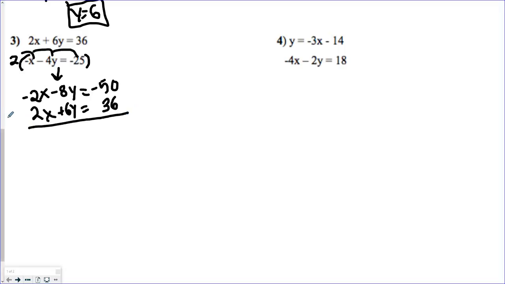Now when I add them together, it's all good because my x's will cancel. Negative 2x plus positive 2x goes away. So very often you will need to multiply one or both equations by something so that when you add them together, one of the variables will go away.